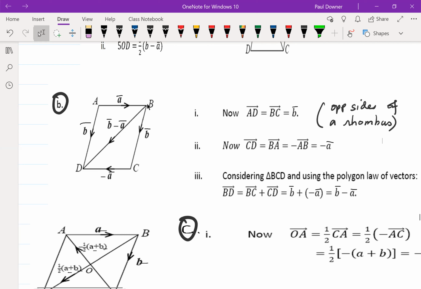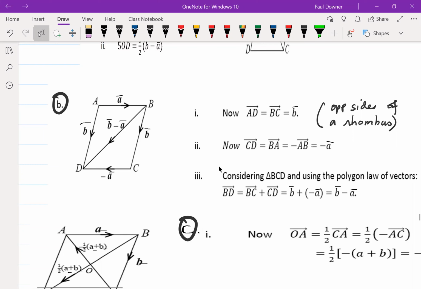CD is the same thing as BA. CD going this way, BA going this way. But we do not know BA, we know AB. But the relationship between BA and AB is that they are opposite. So BA is the opposite. Remember this negative here means opposite. So BA is the opposite of AB. And what is AB? AB is the vector A. So BA will be the opposite of the vector AB, which is minus A. Because remember, AB is A. So the opposite of AB will be the opposite of A, which is minus A. So that is saying that CD is minus A. So that's the second one.